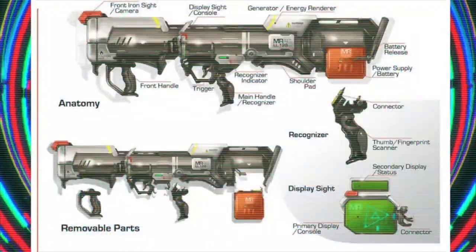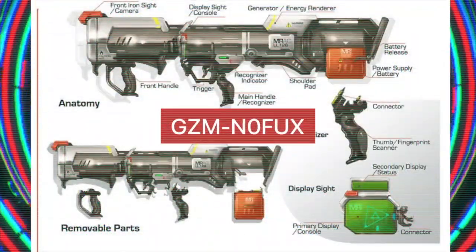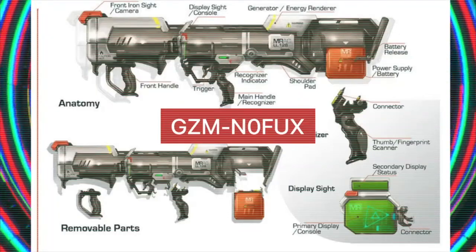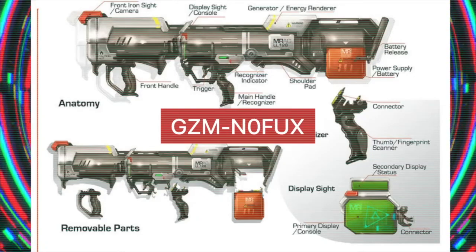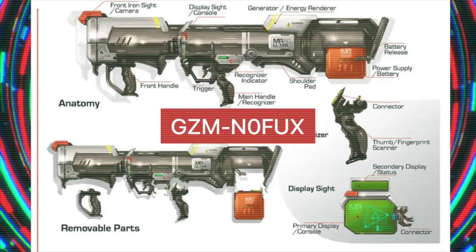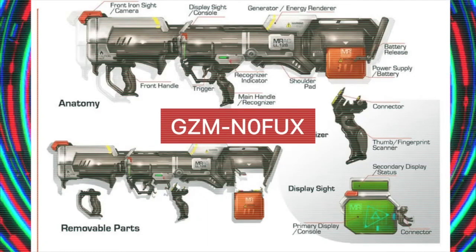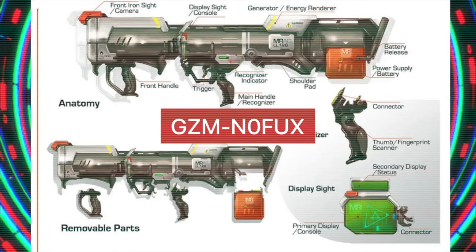But even though the laser was the weaker system compared to its kinetic counterpart, the laser system did receive its notoriety in the war in the form of the GZM/N0FUX, or No Fucks, one-shot portable cannon. The shoulder-mounted weapon system required two persons to carry and operate in the field.